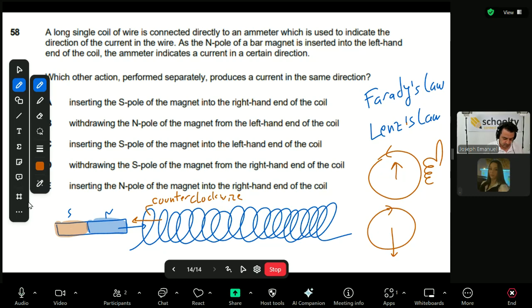So, how to create the same counterclockwise? We can also have the south side of the magnet coming from the right hand to the left side. It will also create the same effect, because also you have the positive side to the right, so the flux, by Faraday and Lenz's law. Also it will be counterclockwise, so it will produce the opposite side to the left. So the answer is A. Read it please.